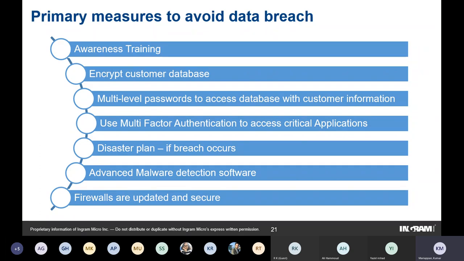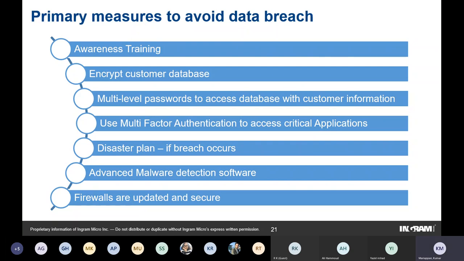So you need to have multi-level passwords as well as detection mechanisms to access database with customer information. So multi-level passwords, what we are trying to say is an application password, data password. Along with that, you should also have an encryption in place and multiple things. As I mentioned earlier, use multi-factor authentication and have a disaster plan, and your disaster plan should also include a cyber insurance to protect your organization.